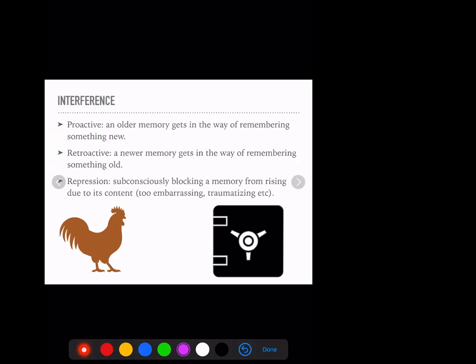So one that's kind of a unique situation is repression. Repression is when we subconsciously block a memory from rising because of its content, whether it was too traumatizing, too embarrassing, stuff like that. We don't want to think about it.